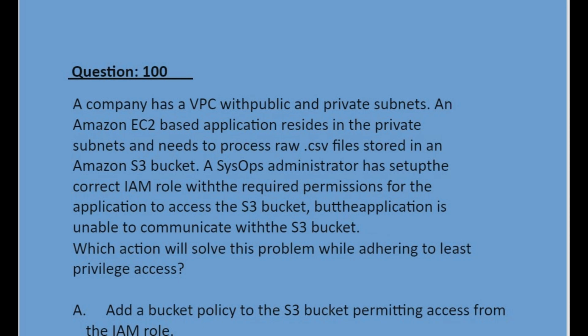Question is, a company has a VPC with public and private subnets. An Amazon EC2 based application resides in the private subnets and needs to process raw .csv files stored in an Amazon S3 bucket. A SysOps administrator has set up the correct IAM role with the required permissions for the application to access the S3 bucket, but the application is unable to communicate with the S3 bucket. Which action will solve this problem while adhering to least privilege access?